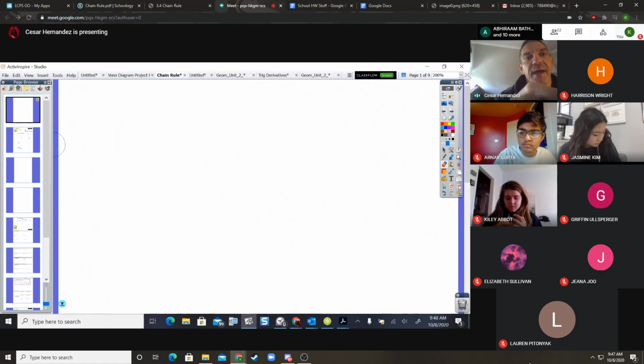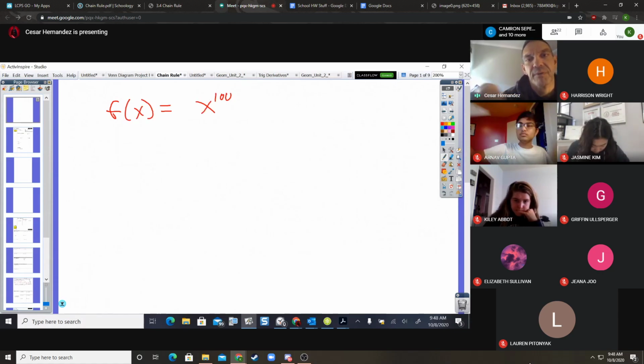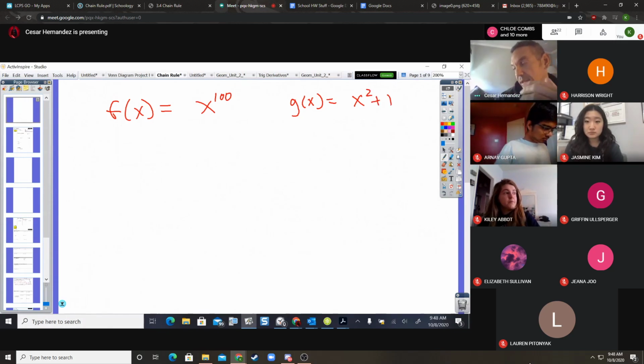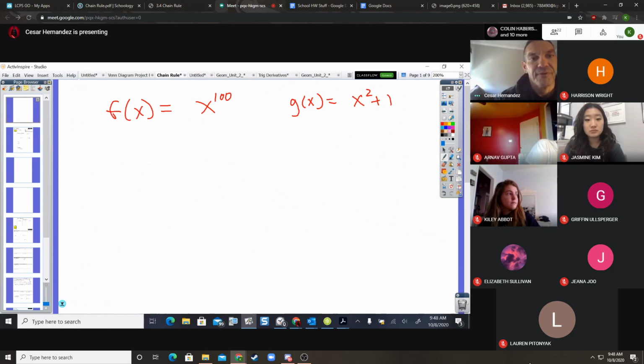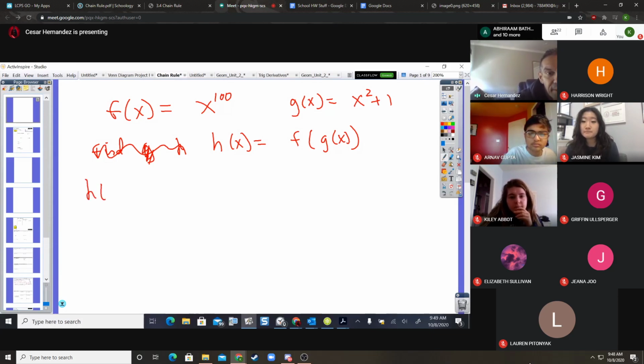You learned in Algebra 2 and pre-calculus, the composition of two functions. For instance, if f of x is x to the 100th power, and g of x is x squared plus 1, let h of x equal f of g of x. What's the actual process that you're doing? You put the whole g of x function into the x of f of x? Correct. So this would look like this.